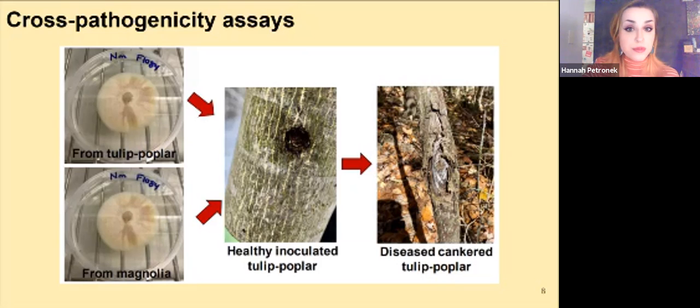We are currently at 3 months post-inoculation and have yet to see any evidence of canker formation, but we hope that this assay can help us to better understand both the pathogenicity of Neonectria magnoliae and if the Fraser magnolia strain is able to colonize tulip poplar.